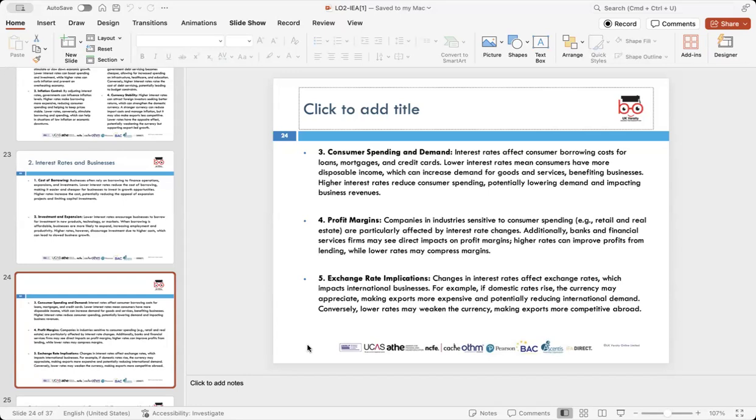Lastly, exchange rate implications. Businesses that operate internationally must consider how interest rates impact exchange rates. If a country raises interest rates, its currency may strengthen, making exports more expensive and less attractive to foreign buyers. Conversely, lower interest rates can weaken the currency, making exports cheaper and more competitive in global markets.